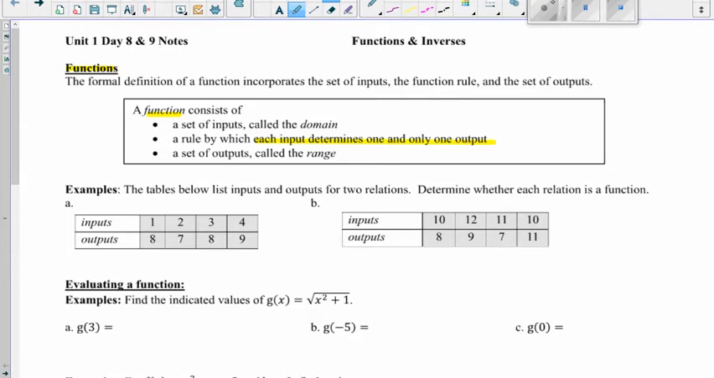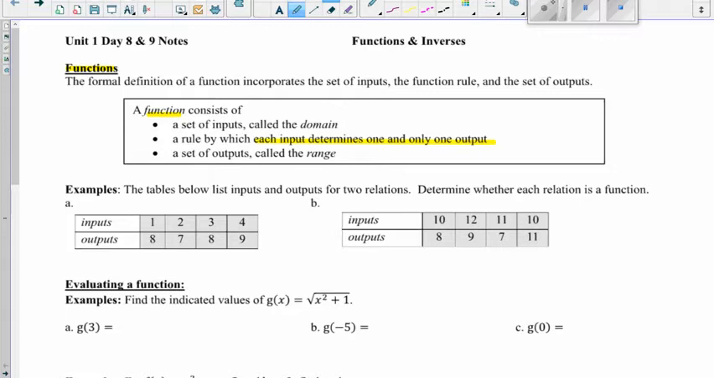Today we're going to talk about functions and inverses. Functions. The formal definition of a function incorporates a set of inputs, the function rule, and the set of outputs. A function consists of a set of inputs called the domain, a rule by which each input determines one and only one output, and a set of outputs called the range.